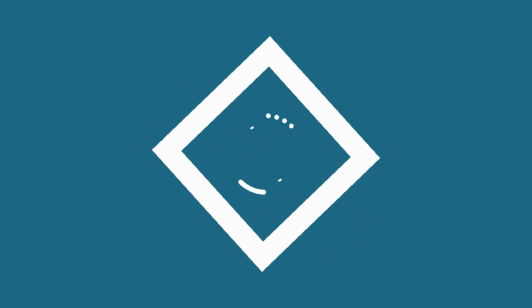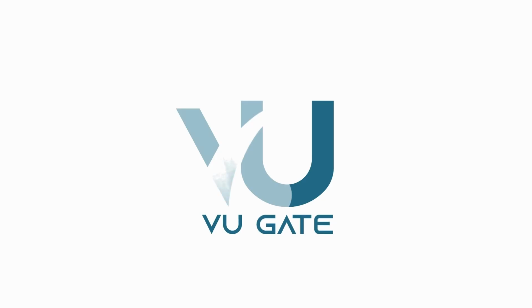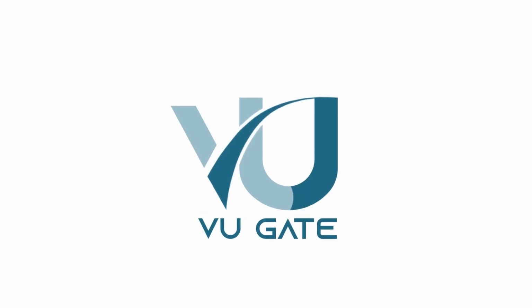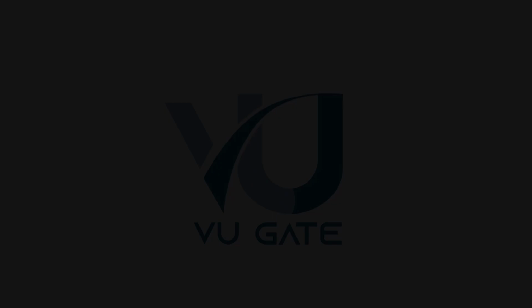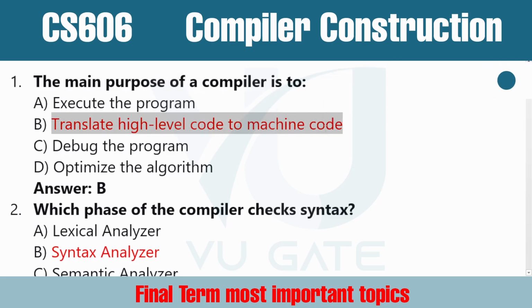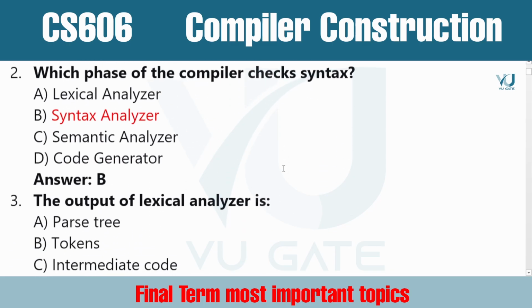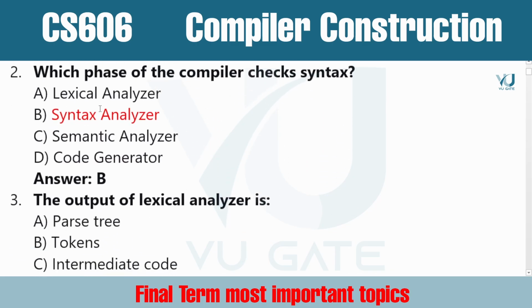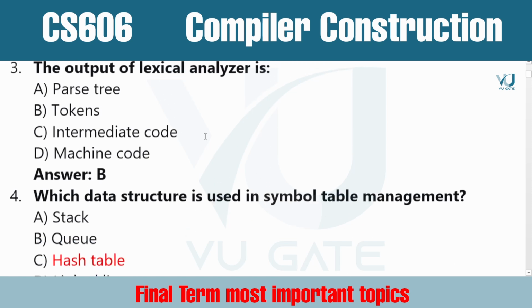Compiler construction. The main purpose of a compiler is to. The correct answer is option B, translate high-level code to machine code. Which phase of the compiler checks syntax? The correct answer is option B, syntax analyzer. The output of lexical analyzer is. The correct answer is option B, tokens.